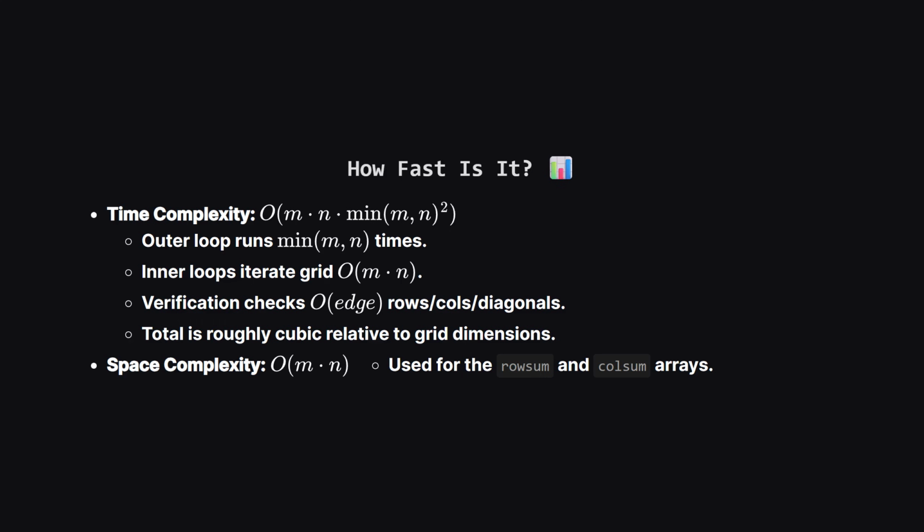So what's the damage in terms of performance? The time complexity is basically the number of possible squares times the time to check one square. The number of squares is roughly m times n times the number of possible sizes. Since verification takes time proportional to the edge length, the total complexity ends up being somewhat cubic. Given the constraints of 50 by 50, this is plenty fast. Space complexity is m times n, because we store the 2 prefix sum grids.